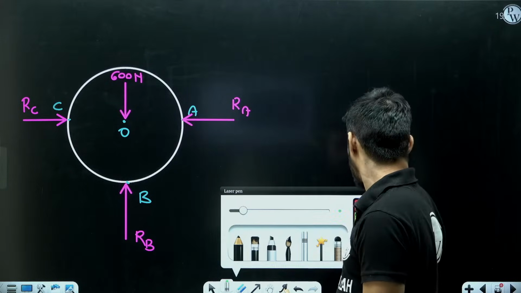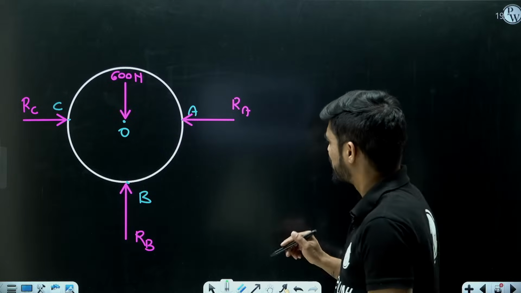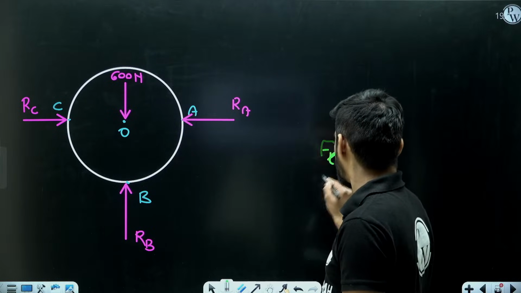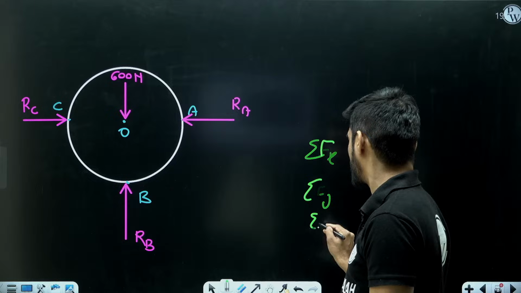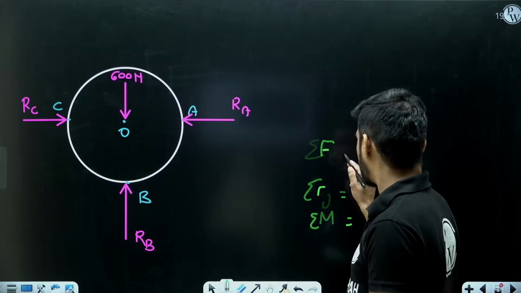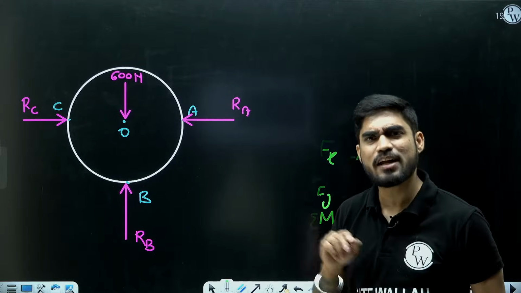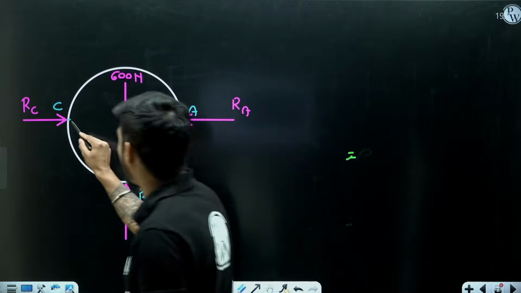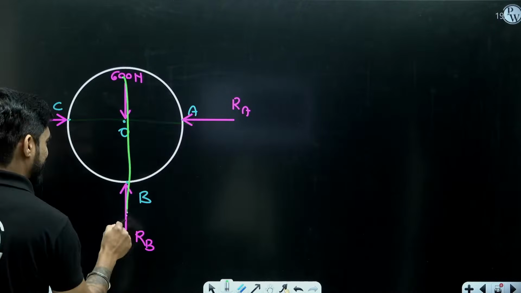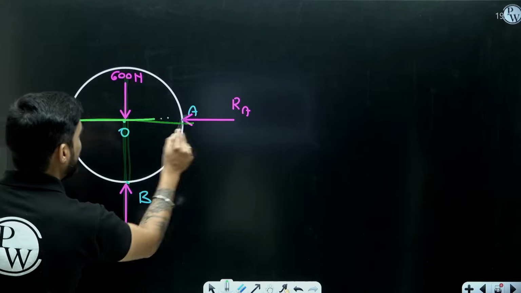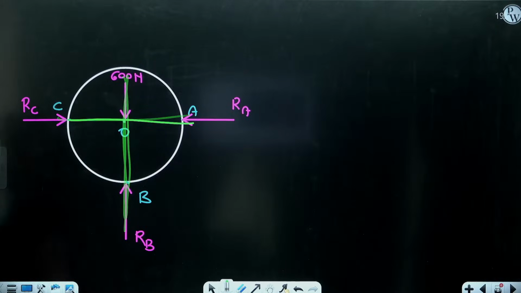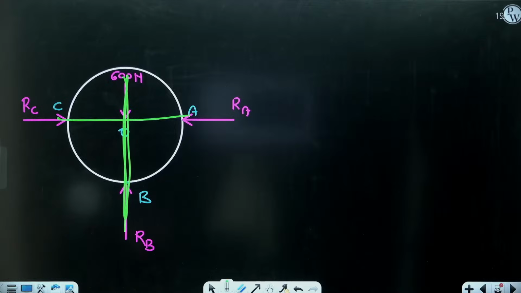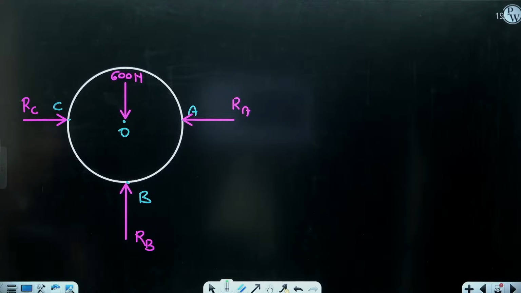How? Sir, we must have three equilibrium equations. Summation of Fx equal to 0, summation of Fy equal to 0, summation of M equal to 0, right? We have three equilibrium equations. Then how come there are only two here? Because all the forces are concurrent. So here we have only two equilibrium equations, so we cannot find all three unknowns here.